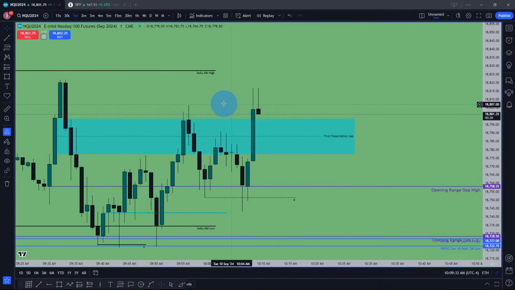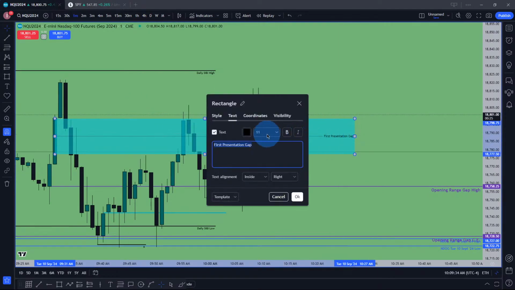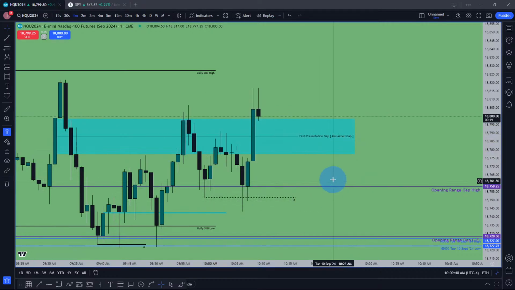Price is fully closed through this presentation gap. I want to put it as a declined gap. Price is gonna dip back into it and hopefully find resistance off of the consequent level. If it does that or if it doesn't, again, doesn't matter.